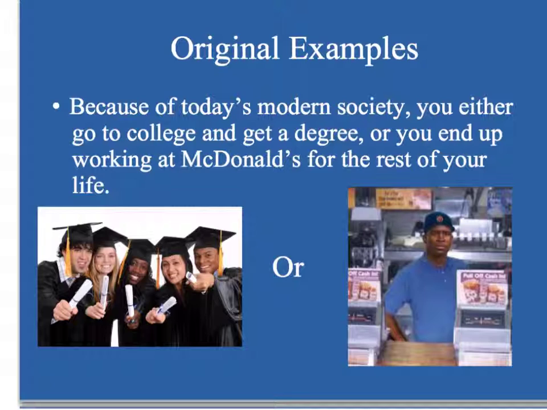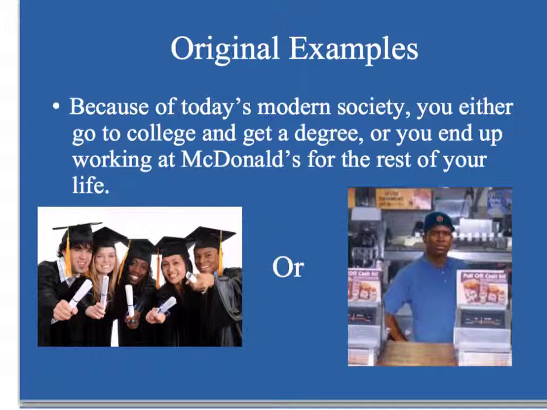The first example says, because of today's modern society, you either go to college and get a degree, or you end up working at McDonald's for the rest of your life. This is a logical fallacy because it's not an either-or choice. There are more options available for these two situations than what's being presented.